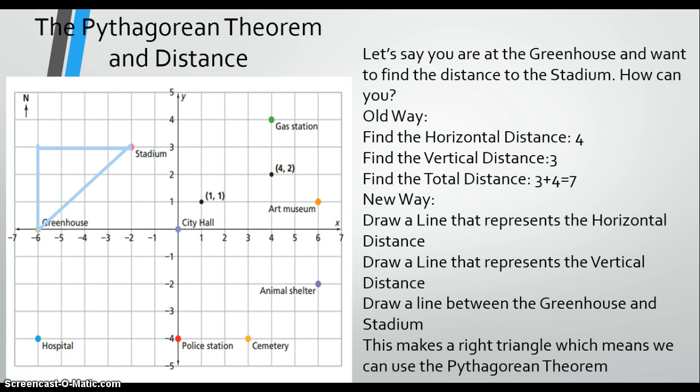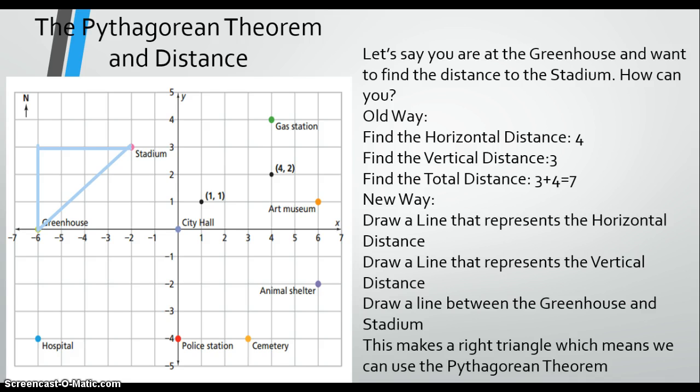So, the Pythagorean theorem and distance. Let's say you're at the greenhouse and want to find the distance to the stadium. How can we? Well, the old way is we found the horizontal distance, we found the vertical distance, and we add those two together.